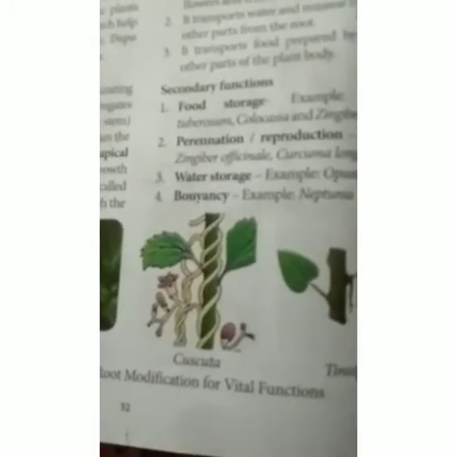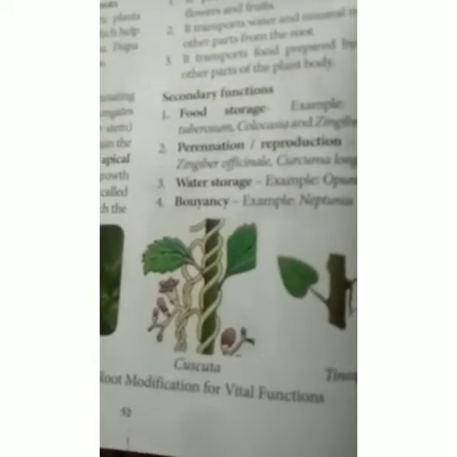Sucking or haustorial root you are seeing here. Cassytha, Cuscuta, Loranthaceae, Viscum, Dendrophthoe, these are the examples. These roots are found in parasitic plants. They attach to other plants and start to grow. The root attaches to the main plant and sucks nutrients from it to grow. So that's a sucking root.